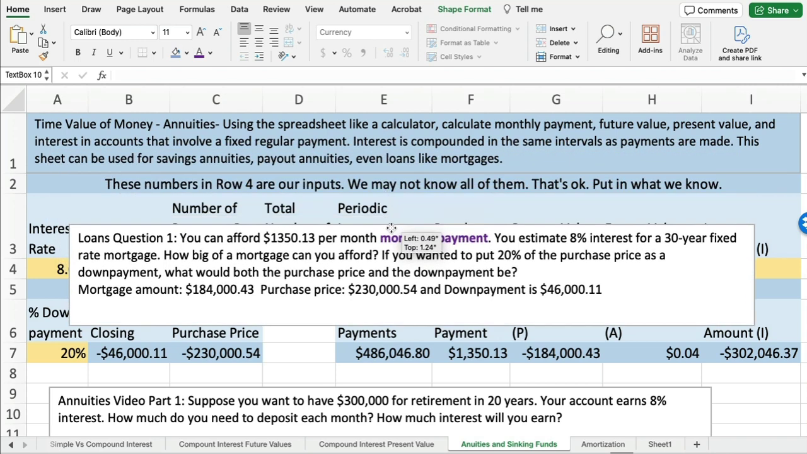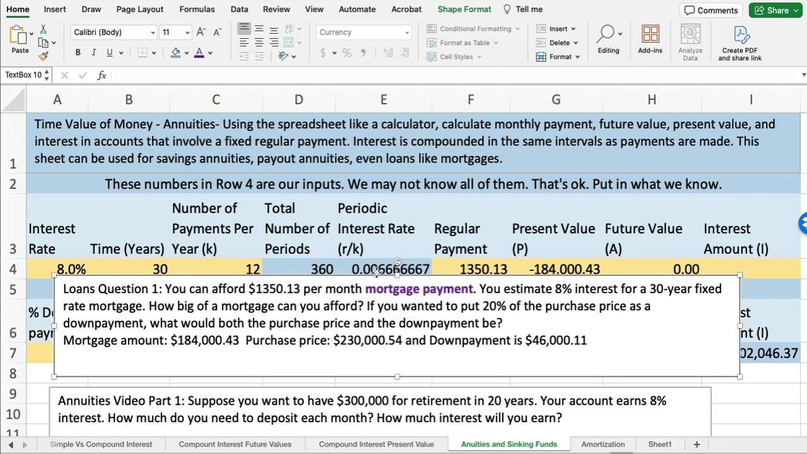We're going to do a few more loan examples. We're going to even do an amortization, which is a breakdown of how much of each payment goes towards interest and how much of each payment goes towards the principal. And you're going to be fascinated by that, I hope.